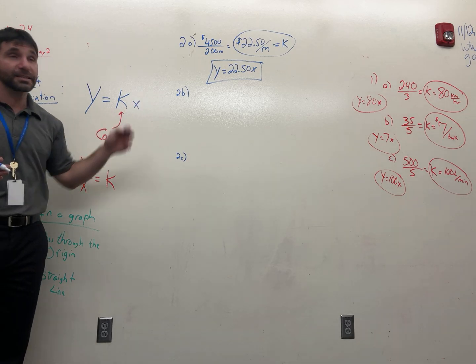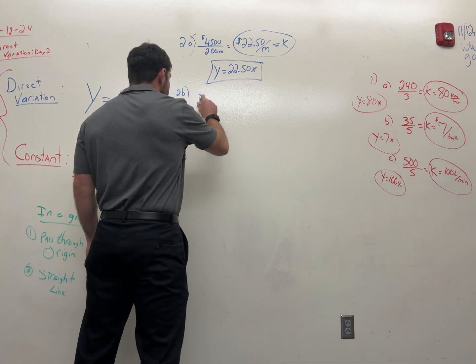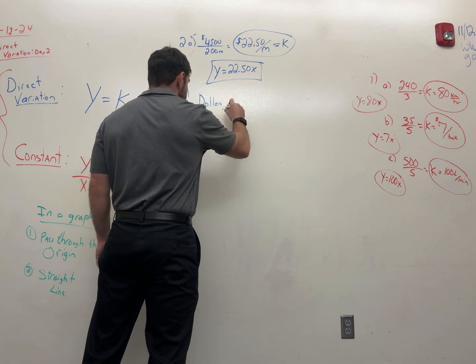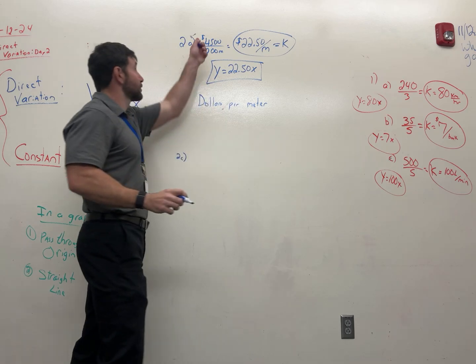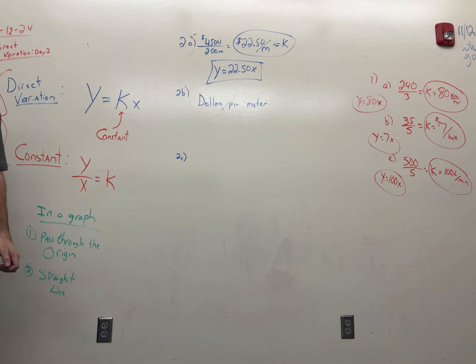Number 2 says, what does the constant represent? It represents dollars per meter. Because it's $4,500 for every 200 meters. So it's dollars per meter.